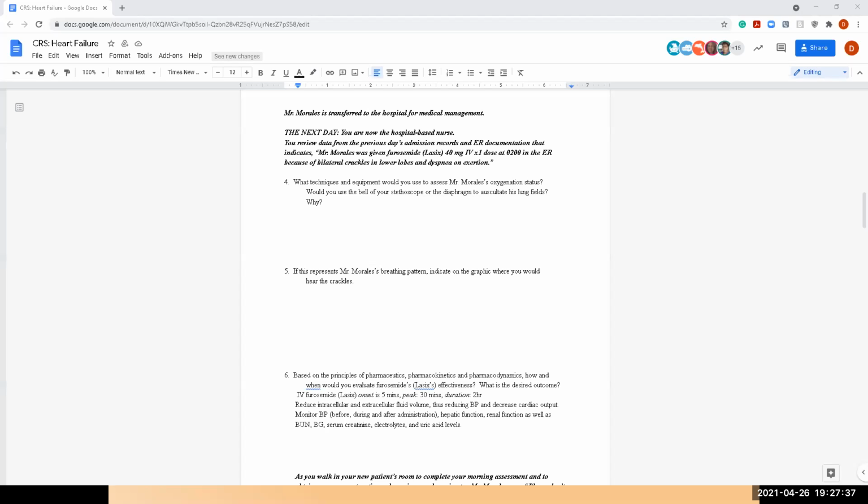I would use the bell side because it can pick up the low pitch sounds, which would help you hear the S3, S4. So you're thinking in terms of the heart sounds. Okay, but so for his lungs. Oh, okay. The diaphragm though, so let's first figure out, is it the diaphragm that's high pitch sounds, or is the diaphragm low pitch sounds? The diaphragm should be high pitch. I believe the bell is low pitch, which you would want to use to listen for the crackles. Yes. Yeah. Okay.